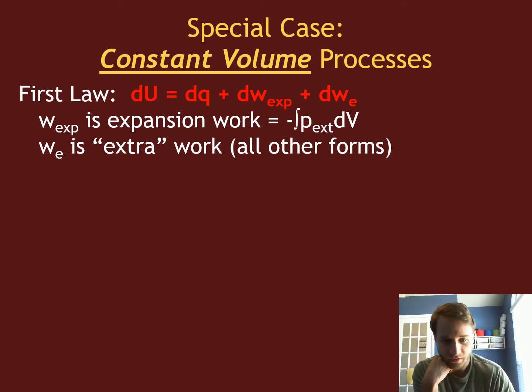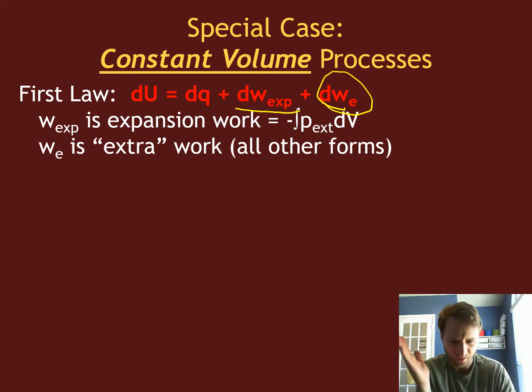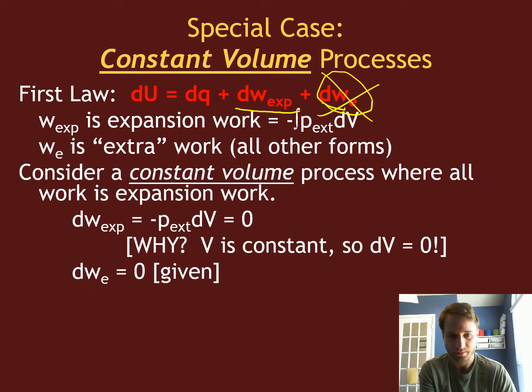And here I've broken my work equation into two things, right? I got our expansion work that we've been talking about, and then extra work. Right, extra work is electrical work, other types of forms of work that can be done, and we're just going to ignore those, right? Set that equal to 0. We're not going to bother with that stuff and just talk about expansion work and heat, okay?